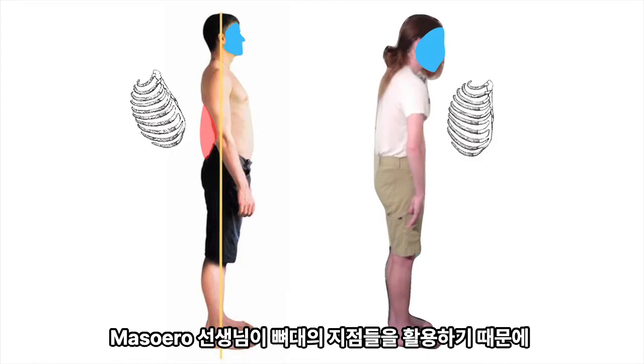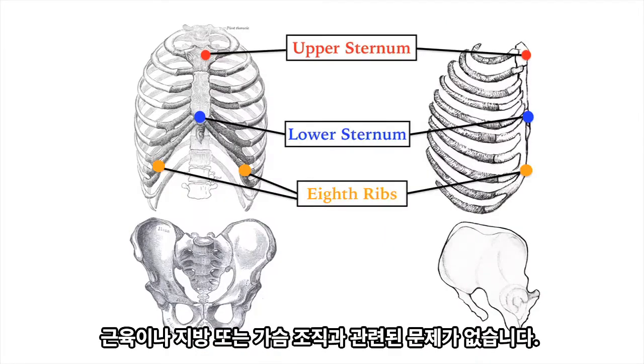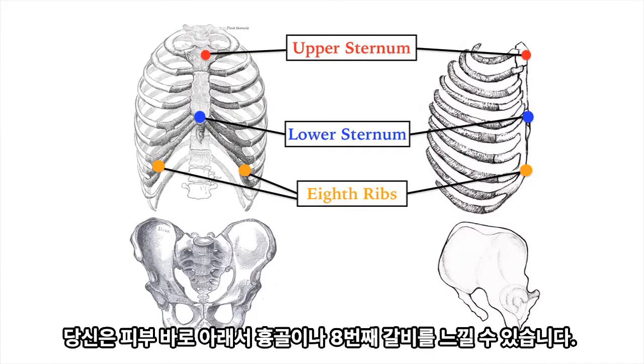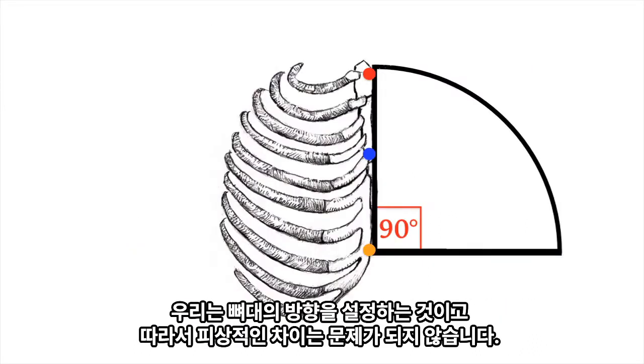Because Masoero uses points on bony structures, there is no real issue with muscle, fat, or breast tissue throwing things off. You can feel the bone of your sternum or your eighth rib just under the skin. This is why using bones as landmarks is really the most sensible way to think about these things. We are orienting the bony structure, so other superficial differences are irrelevant.